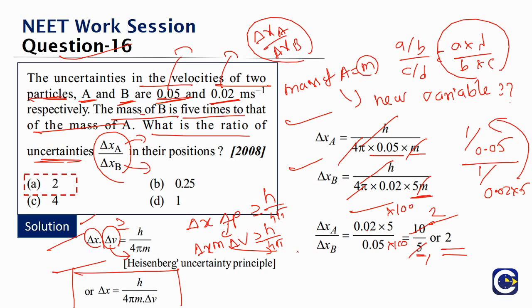So here in this question, what are we doing? We are just representing the formula from Heisenberg's uncertainty principle, and based on whatever condition they have given, like here they are giving the condition in terms of the mass relation. They are saying the mass of B is 5 times the mass of A. That relation we are using and getting the ratio of the uncertainties in the position.